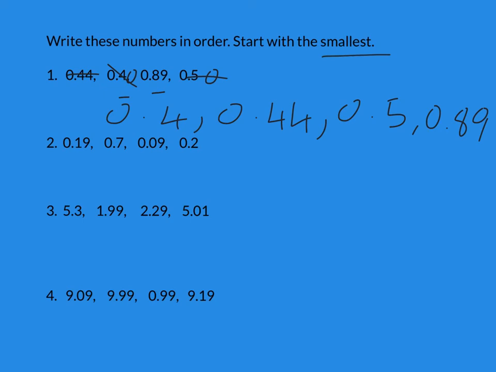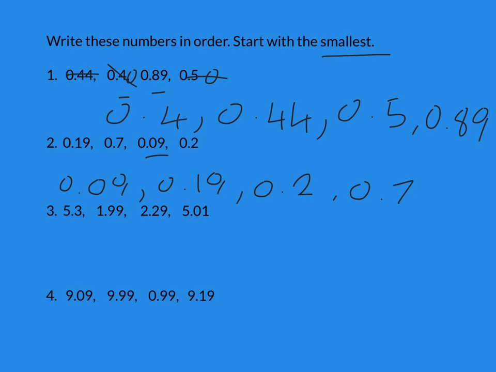Okay, so the smallest number in this example here is 0.09 because it doesn't have any tenths. Now I deliberately put a 9 in there to try and see if I could confuse you. The next one then is 0.19 because it only has 1/10. And then the next number is 0.2 and finally 0.7.